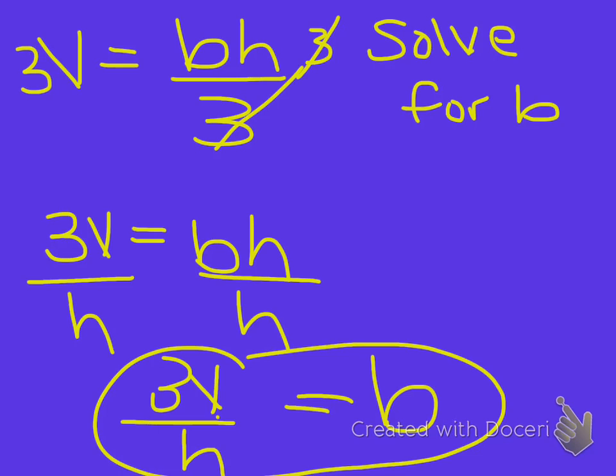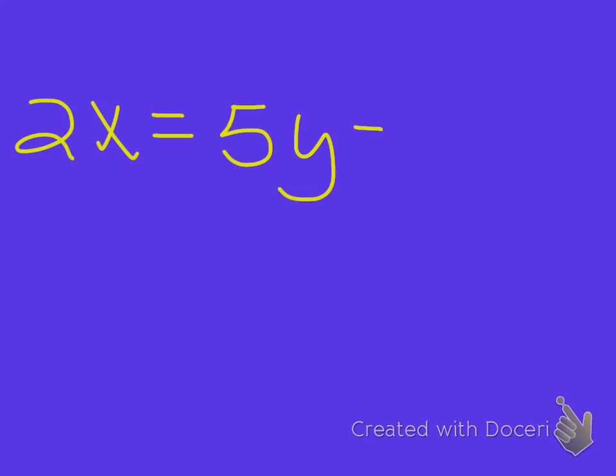Let's do one of these. I'm going to make up new numbers. I'm going to say 2x equals 5y minus 18, okay? And we're going to solve for y.